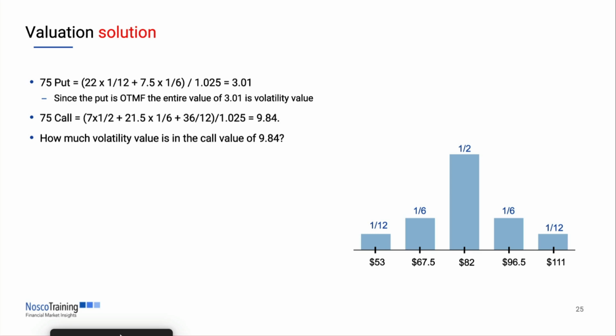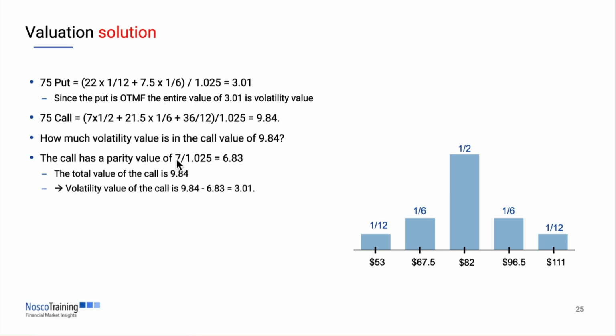So let me show you the calculation, right? I said the parity to the forward is 7, but I want to know what is the value of that 7 in present value terms. So I present value that at 5%, I get 6.83. The total value of the call is 9.84. The parity value is 6.83. Now do the calculation. What is the volatility value of the call? The volatility value of the call is 3.01.